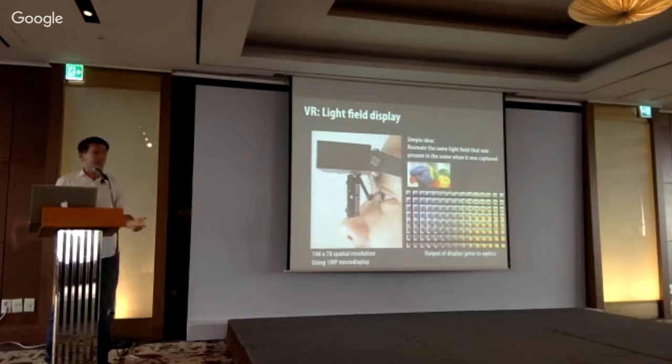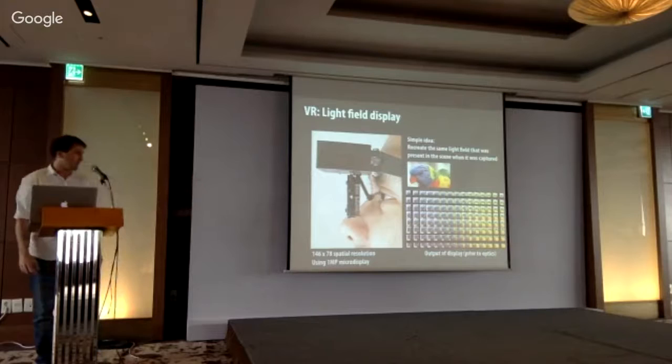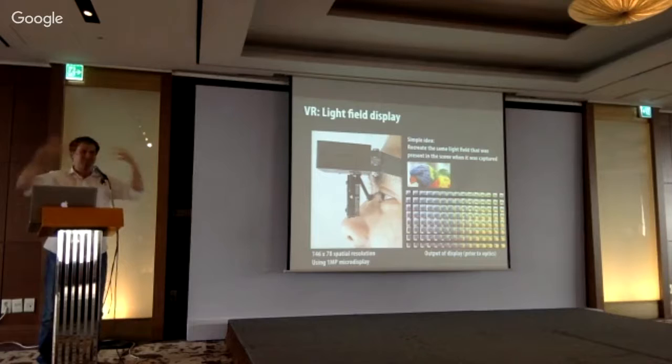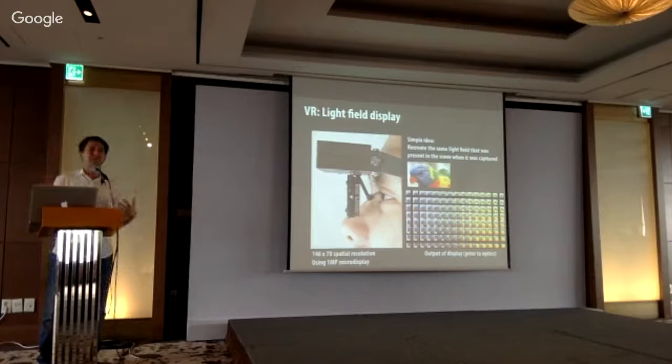So here's an example that folks at NVIDIA, Dave Luebke and company, developed. Here's a display that's a 1 megapixel microdisplay in front of every eye. And effectively, because most of those pixels are being used to send light in different directions, it has a 146 by 78 spatial resolution. And so imagine I wanted to get to 200 megapixel spatial resolution. There's going to be a lot of information sent to this display in the future.